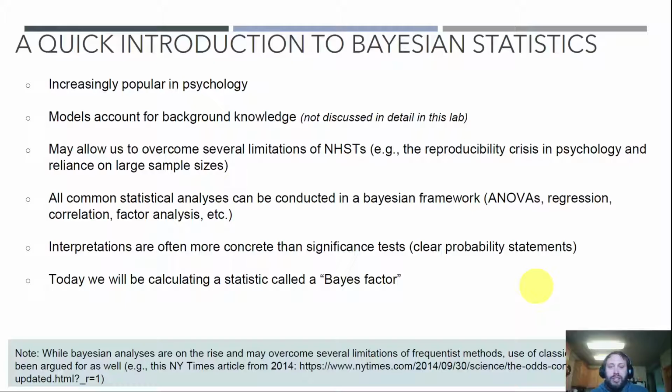All common statistical analyses can be conducted in a Bayesian framework. We're going to be learning how to do the ANOVA framework for these Bayesian analyses. So essentially, it's taking a regular ANOVA and turning it into a Bayesian type analysis. Often with these Bayesian analyses, the interpretations are more concrete than a significance test. You're using some clear probability statements associated with it. So today we'll be calculating a statistic called Bayes factor, which is going to give us evidence for the null hypothesis or evidence for the alternative hypothesis.